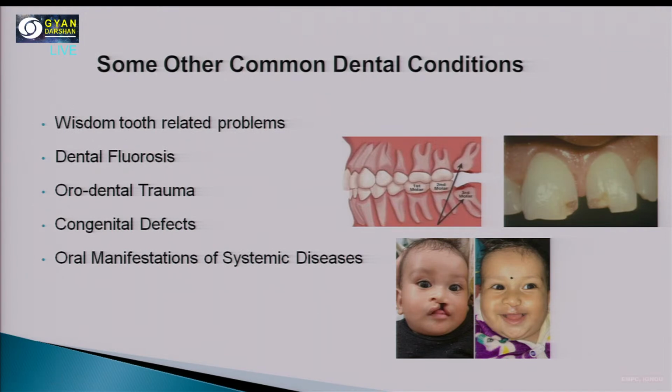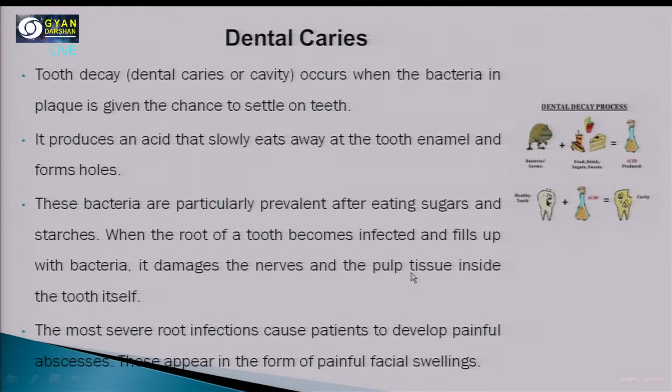Normally, our ancestors used to have wisdom teeth erupted well. At that time they used to chew a much harder and more fibrous diet. With evolution and as dietary patterns are changing, the wisdom tooth has become a kind of vestigial organ, just like the appendix in the body, and therefore the jaw size has decreased and there is not much space to accommodate the wisdom tooth. So we find that the wisdom tooth is either embedded in the bone, or partially erupted, or not erupted at all. Then we will be talking about dental fluorosis, orodental trauma, congenital defects, and the oral manifestation of systemic diseases.